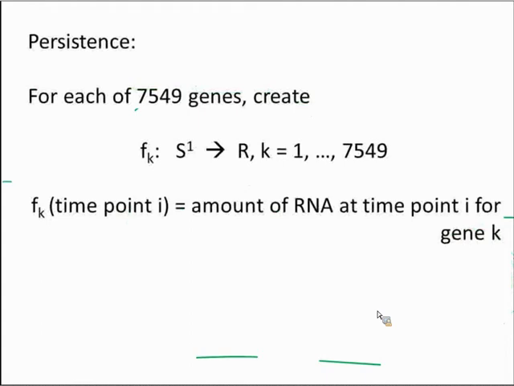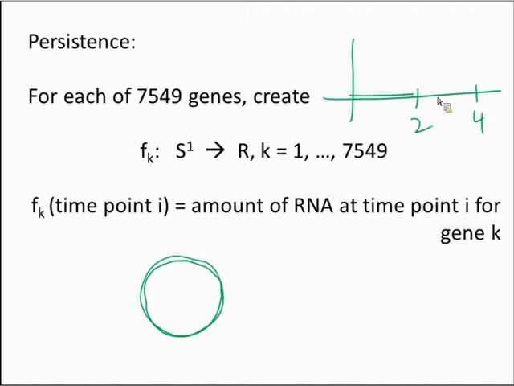So for periodicity, because this thing is periodic, we take a look at, maybe we're at time 0, time 0.5, time 1, 1.5, time 2. And so it would be periodic. We expect to get the same values. If we plot this between 0 and 2, 2 and 4, we'd be expecting that if our gene has period 2, it will do the same thing in both of these intervals.